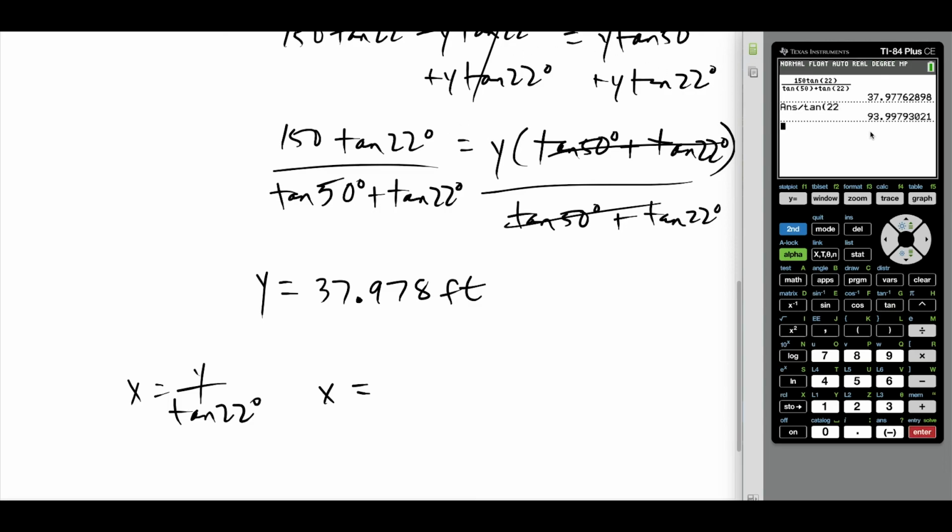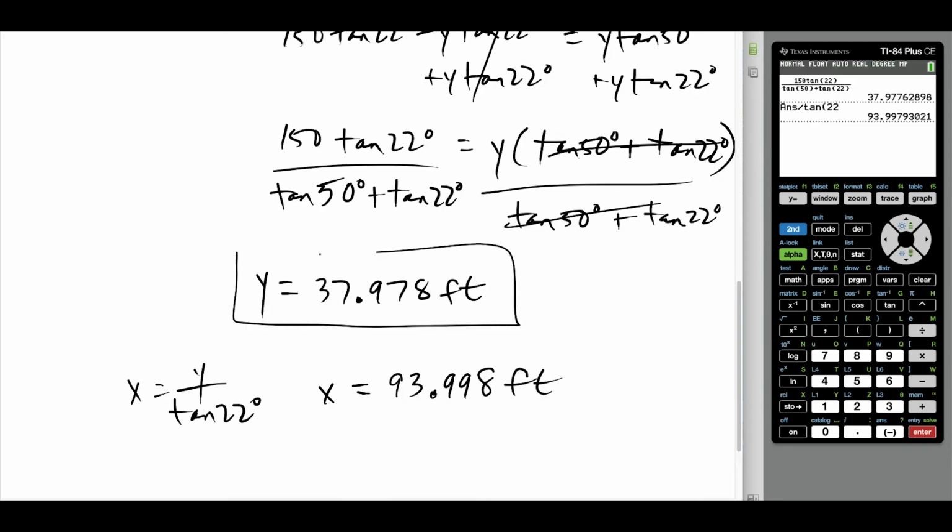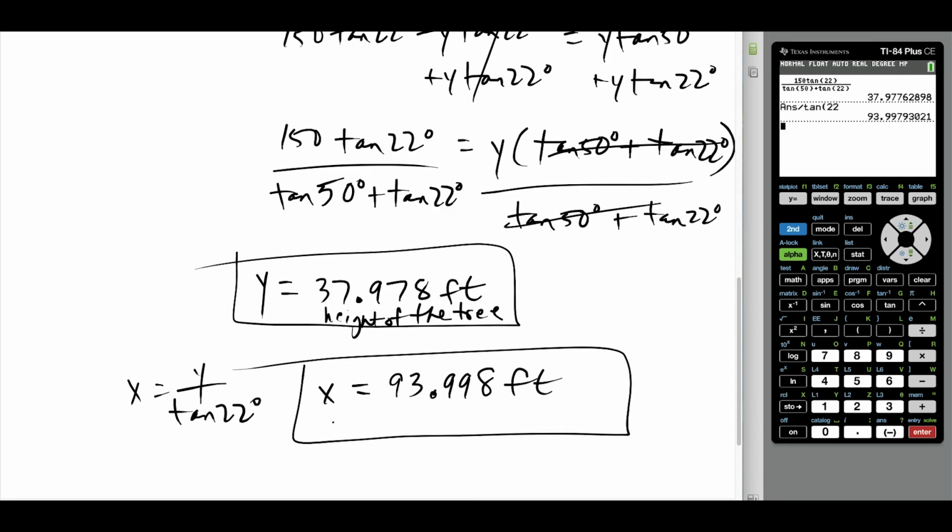And we get 93.998, we're going to round to. So we have 93.998 feet. So this answers the question here. The height of the tree was y, and that's 37.978 feet. So we could even label that and say this is the height of the tree. And x represented the distance from the tree to the building. So the distance, we could say, between the tree and building.